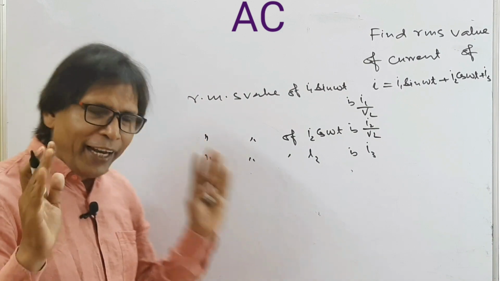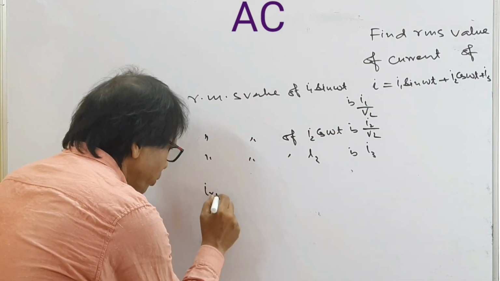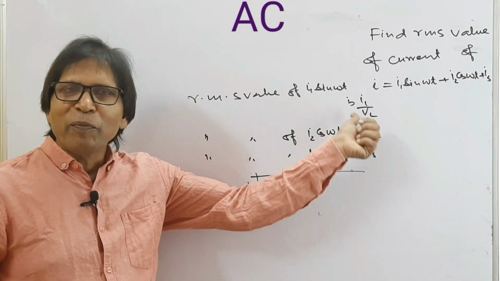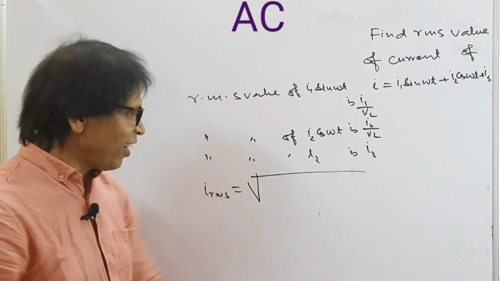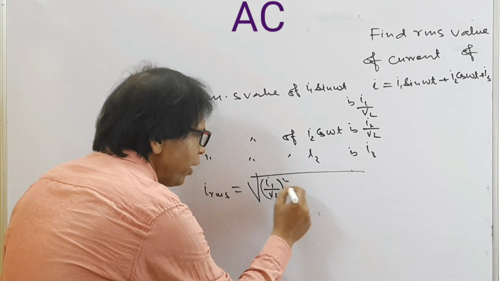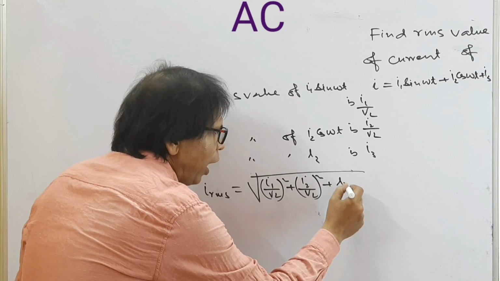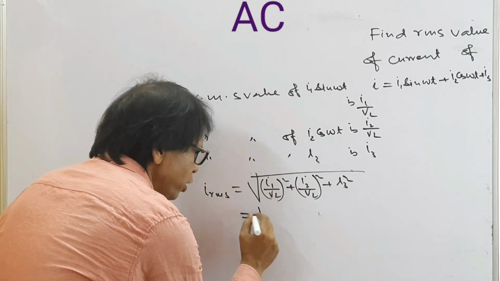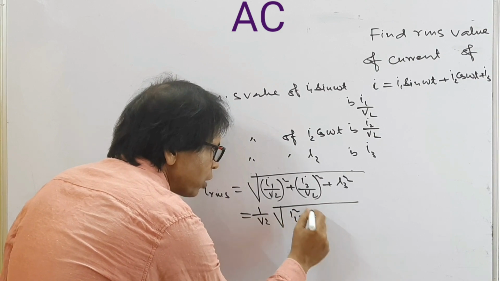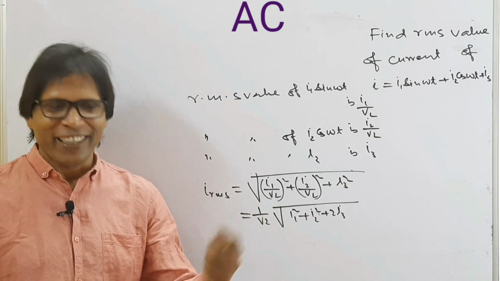The net RMS value of this current, this is the IRMS, equals root under of this square plus this square plus this square. So look at this, this is I1 by root 2 whole square, this is I2 by root 2 whole square, this is I3 square. So this is 1 by root 2, and this is I1 square plus I2 square plus 2 I3 square. Okay, next.